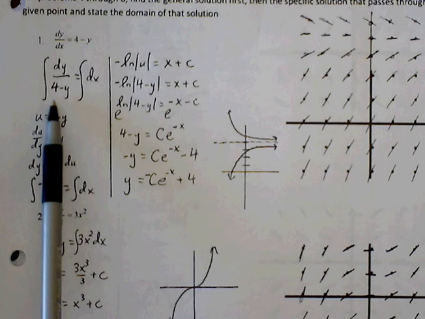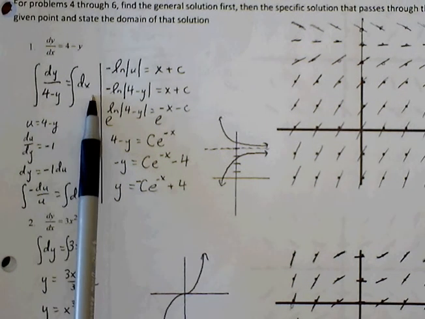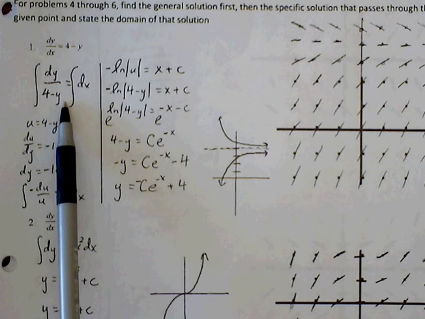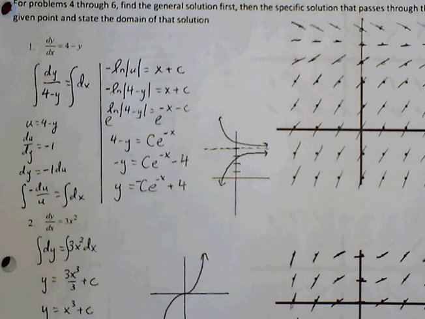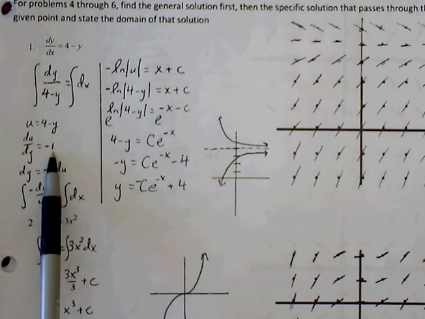Okay. Let's separate the variables. We're going to solve this differential equation. So y is on the left, everything else on the right. So dy over 4 minus y. We have to go through u substitution because this will produce something other than just a 1 for our derivative. Okay, so let u be 4 minus y. Derivative, du over dy, is negative 1.